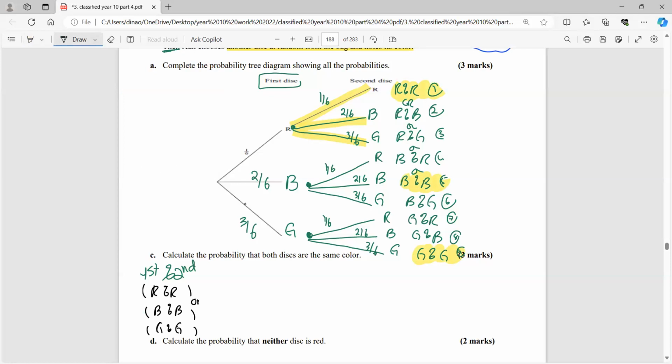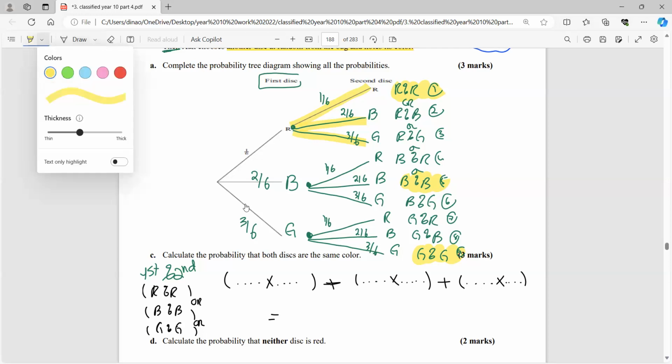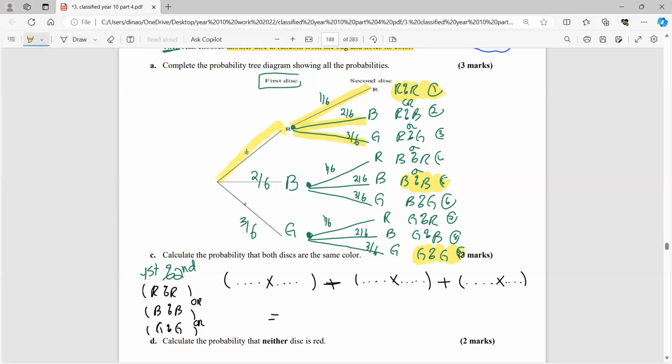Okay, of course in between there is or. The 3 options are translated into 3 brackets separated by addition. Inside the bracket, 2 items multiplied. Inside the bracket, 2 numbers multiplied. Inside the bracket, 2 probabilities multiplied. Very easy. From the tree, red and red, so my numbers are 1 over 6 times 1 over 6.